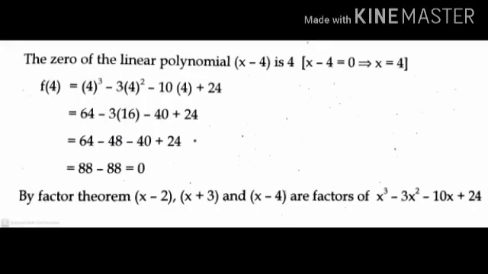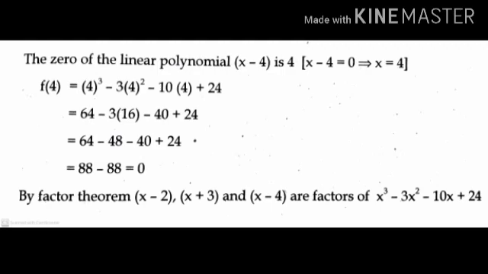The zero of the linear polynomial x minus 4 is 4. Since x minus 4 is equal to 0, that implies x is equal to plus 4. f of 4 is equal to 4 cube minus 3 into 4 square minus 10 into 4 plus 24. That is equal to 4 cube means 64 minus 3 into 4 square means 16 minus 10 into 4, 40, plus 24. That is equal to 64 minus 3 16s, 48, minus 40 plus 24. That is equal to 64 plus 24, 88, minus 48 minus 40, minus 88.